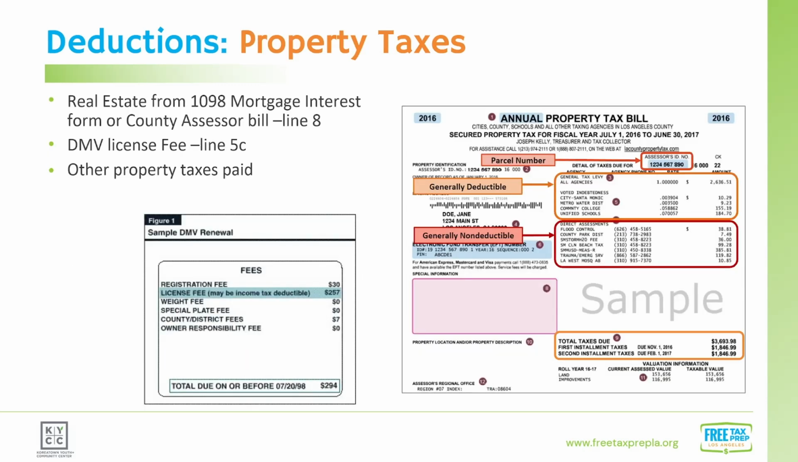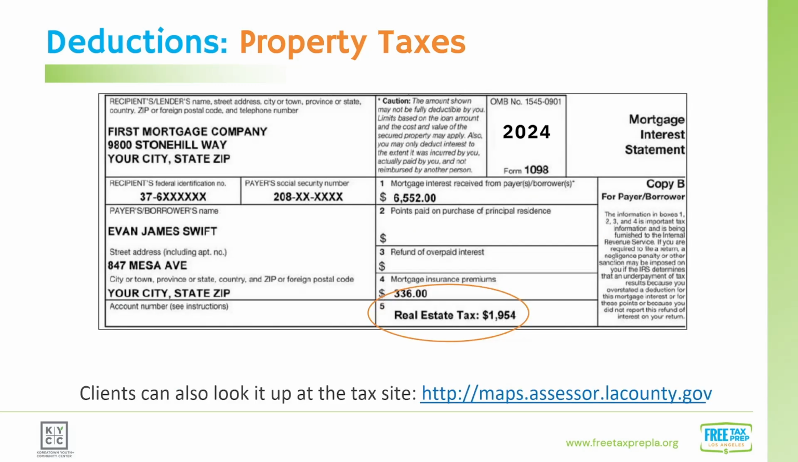Moving on to deductions for property tax. Real estate from the 1098 mortgage interest form or a county assessor bill, specifically line 8. The DMV license fee, remember just the license fee, which can be reported on line 5C, as well as any other property taxes that might be paid. For people who are paying property tax, generally that'll be reported on Form 1098, the mortgage interest statement. On there, the things that we would be able to claim is the mortgage interest received from the payer or borrower, as well as any real estate tax.